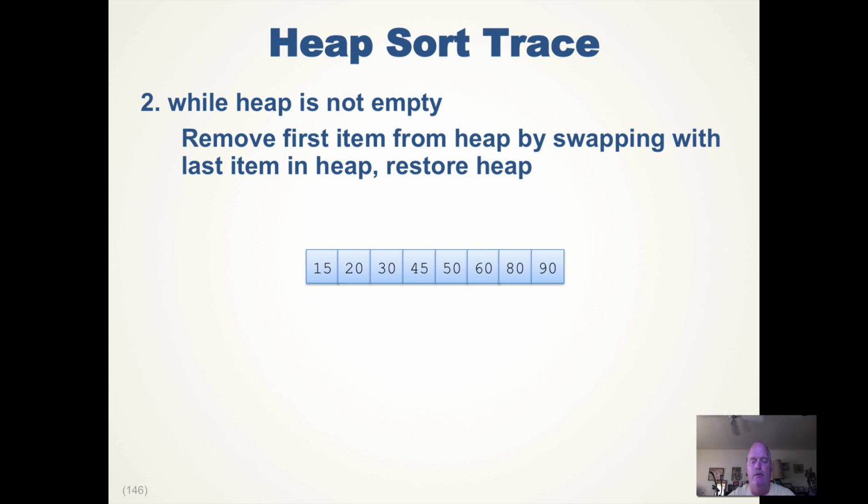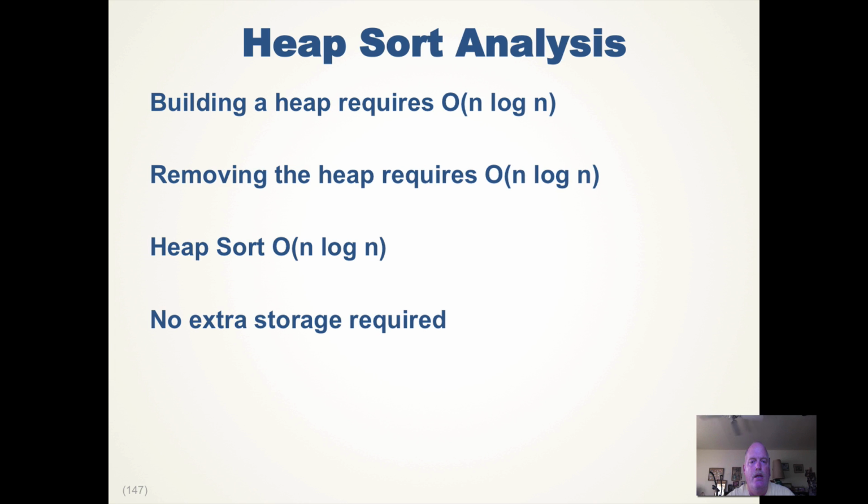So we have sorted the array by creating a heap and then removing the items from the heap, and that sorts our array. And we didn't need any additional space. So the analysis of the heap sort is building the heap. Remember, each reheap is a log n. We have to consider every item n, so it's n log n.